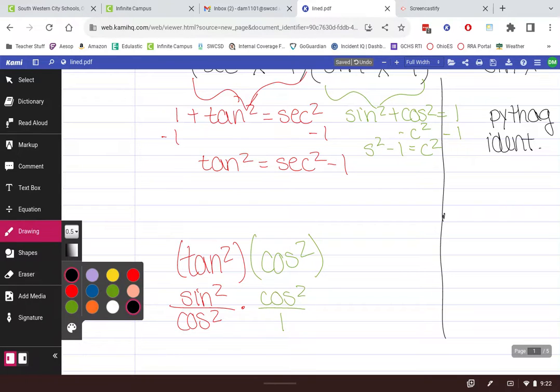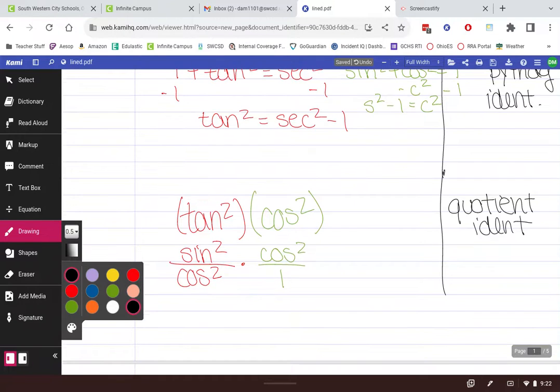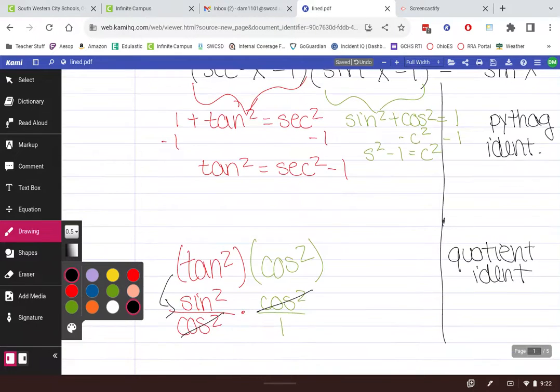So you'll notice, and reasoning wise would be, this is a quotient identity. Quotient identities and reciprocal identities are in the same section on your purple sheet. Literally, it's just whenever you go from sine squared over cosine squared to tangent and back again, that's what it does. Now back to this, if I notice, those cancel out.